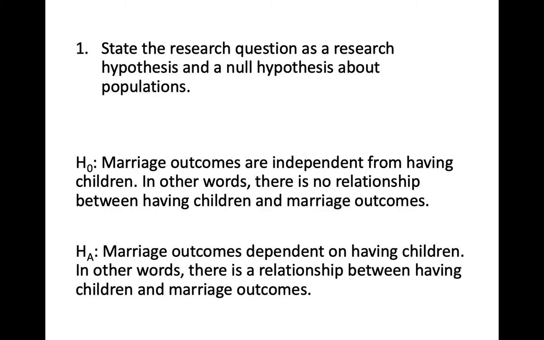So we can say that there's no relationship between having children and marriage outcomes. But the alternative hypothesis is that marriage outcomes are dependent on having children. In other words, we would say that there is a relationship between having children and marriage outcomes. So think of a chi-square test for independence as kind of similar to a correlation.